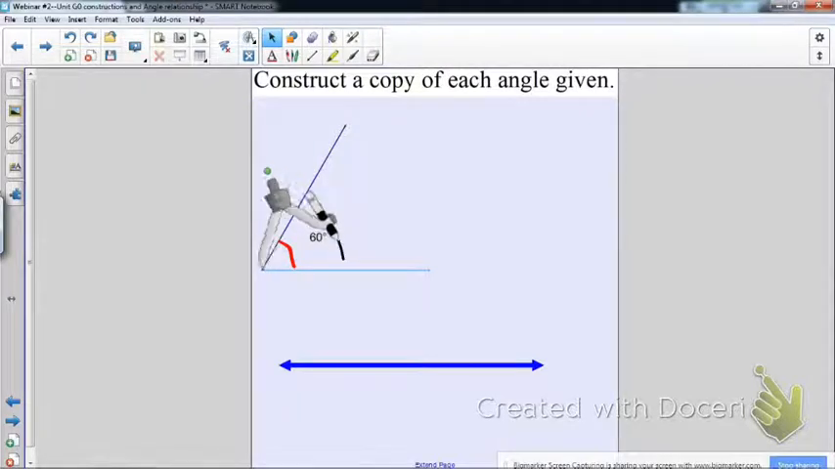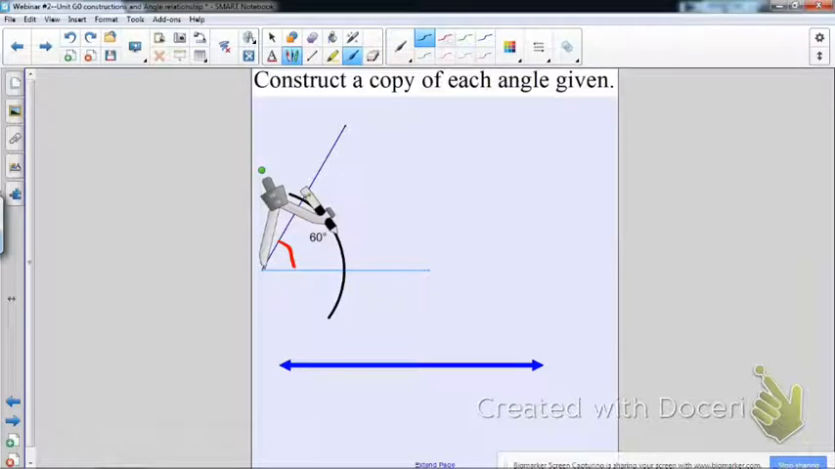And then there you go. So make sure you make an arc that passes through both of these two. Okay, and you're going to do the exact same thing here. You are going to then take it and label a point on your new line. It doesn't matter where you put it because it's just a copy of the same angle. So I'll just put it here and we'll call this point A.